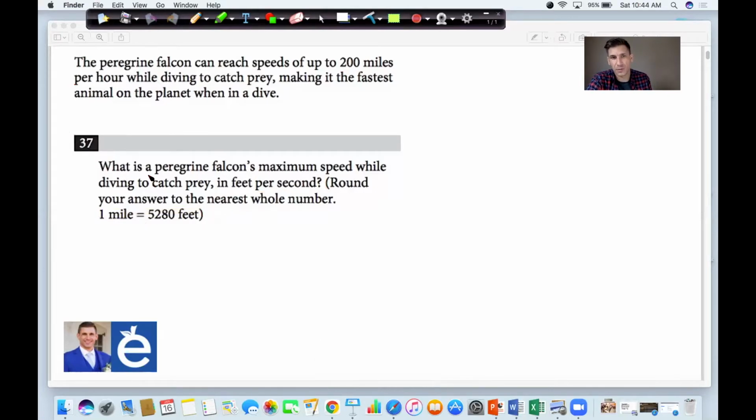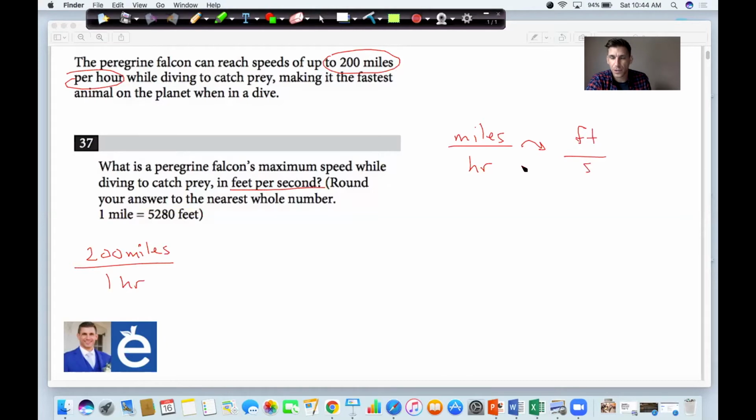Now let's break down, what do we do? Well, here it says 200 miles per hour. That's your speed. So if I start with 200 miles per 1 hour, now I want to convert this to feet per second. So I'm trying to go miles per hour to feet per second. And as I'm going to end up doing my miles per hour to feet per second, I have to remember that my miles are units of length, so these will be converting, and then my hour and my seconds are going to be units of time.